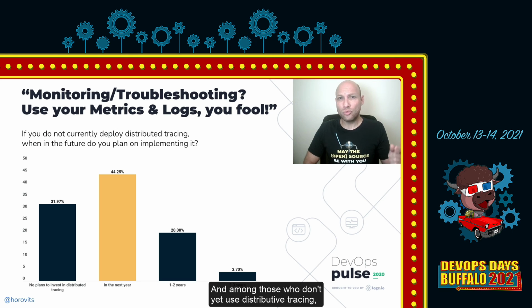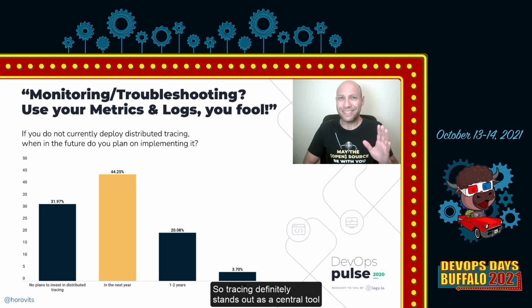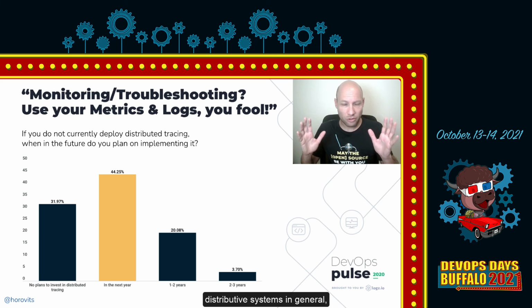And among those who don't yet use distributed tracing, 64% are planning to start using it in the coming 1 or 2 years. So tracing definitely stands out as a central tool for monitoring microservices and distributed systems in general, obviously on top of logging and metrics.